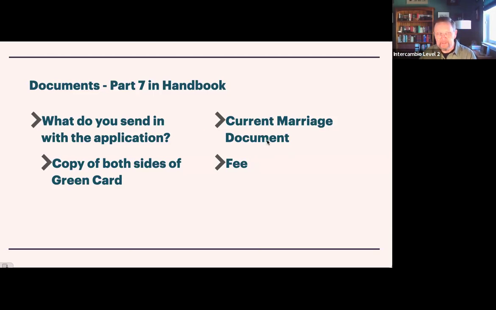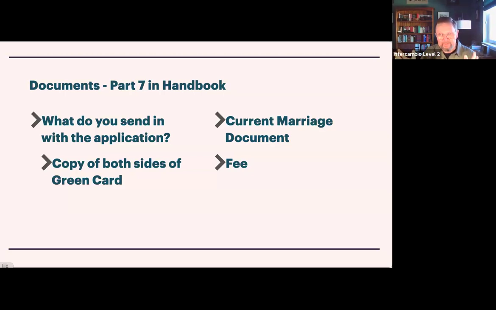That could be your marriage certificate, your marriage license, or if you're divorced, the divorce decree from the court or divorce document, or a death certificate if your spouse has died. If you've never been married, you don't have any marriage documents, so you don't have to send anything in. But if you're divorced, even if you're still single, you have to send in that divorce document. If you're currently married, you have to send in that marriage document, okay?